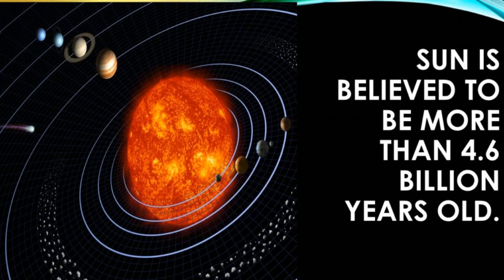The Sun is situated at the center of the solar system. Its strong gravitational field causes other solar matter, mainly planets, asteroids, comets, meteoroids, and other debris, to orbit around it. The Sun is believed to be more than 4.6 billion years old.